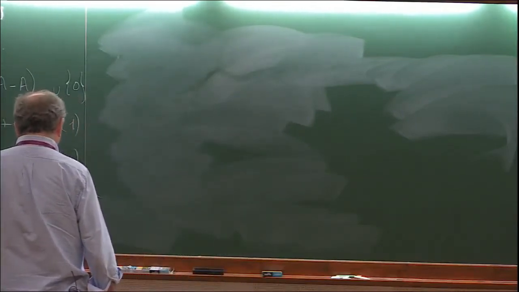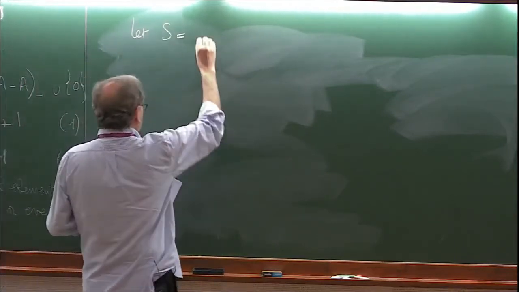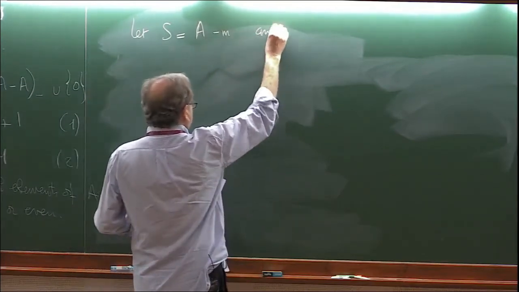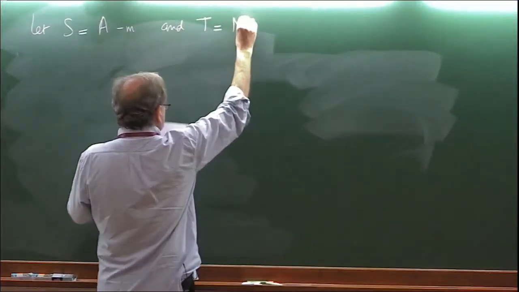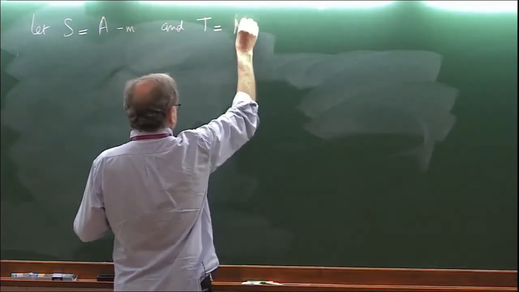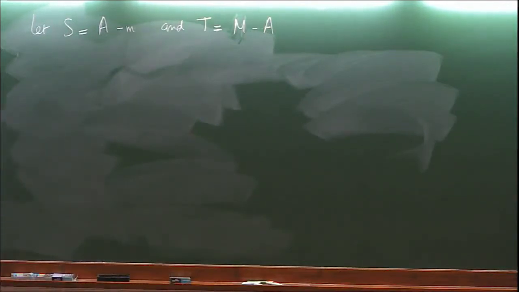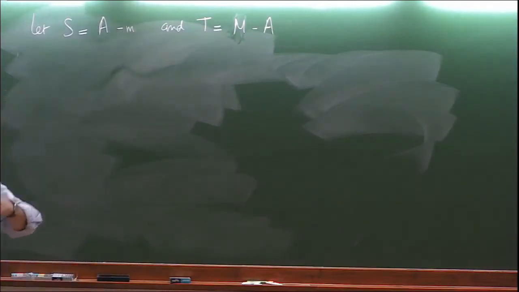Okay. So now we consider two sets. Let S be the set A minus M, and T, which is equal to N to M minus A. You are used to that, to say you have a set and you use the plus. More or less, you should write that this is the set A minus a set with one element, but you are used to writing it like that. I think it's fine. So you see what we are doing.